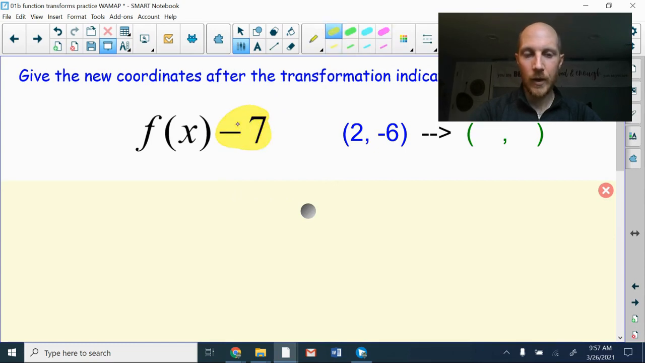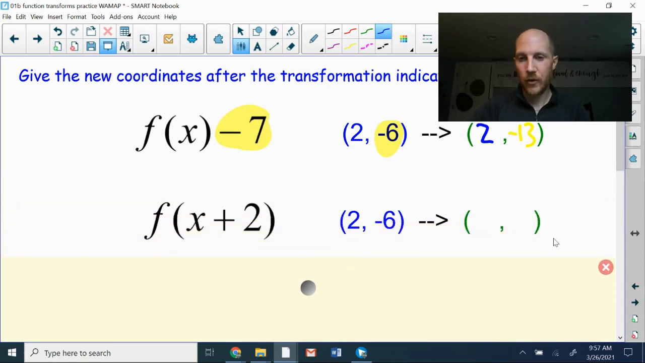This is going to be a vertical transformation. It's outside the function notation, and I'm going to subtract 7 from the original y coordinate. So the new y coordinate is going to be -13. And the x coordinate used to be 2. That is not affected by anything that we've just done, so the x coordinate stays as a 2.